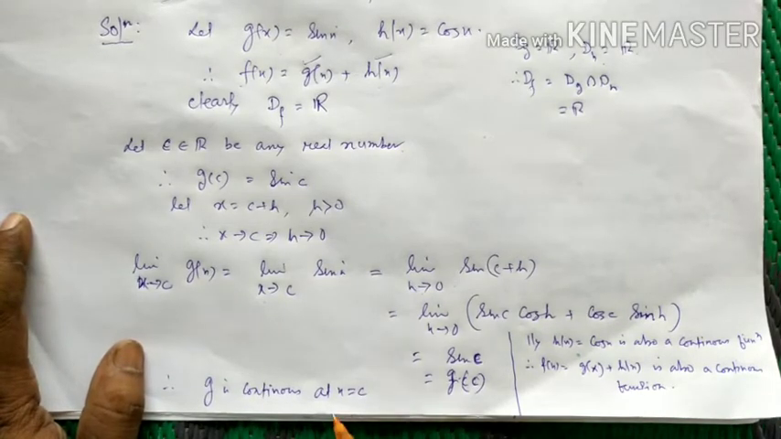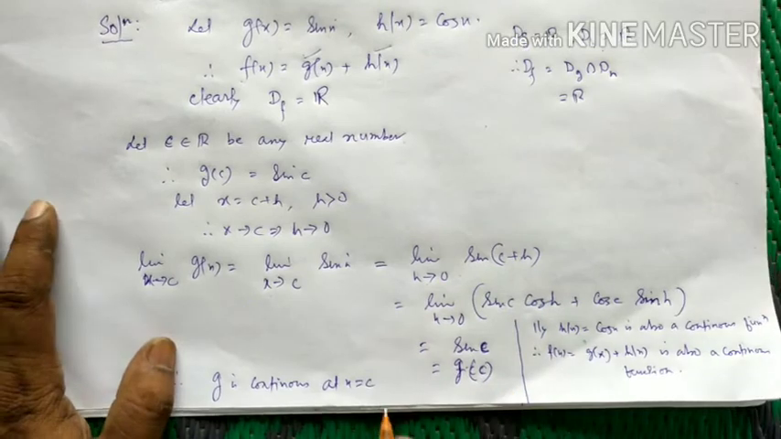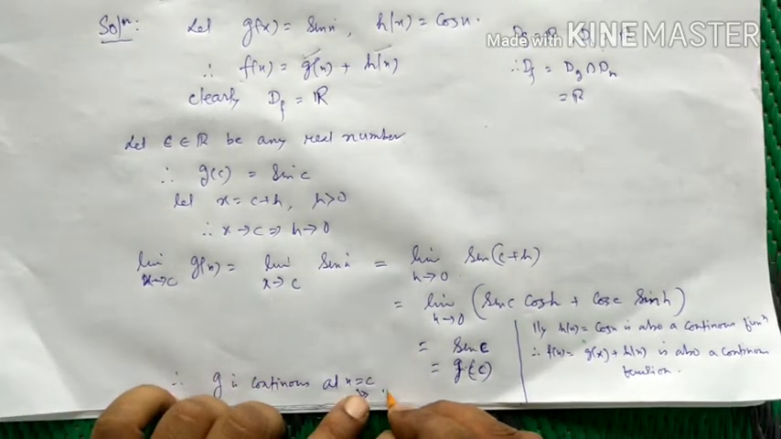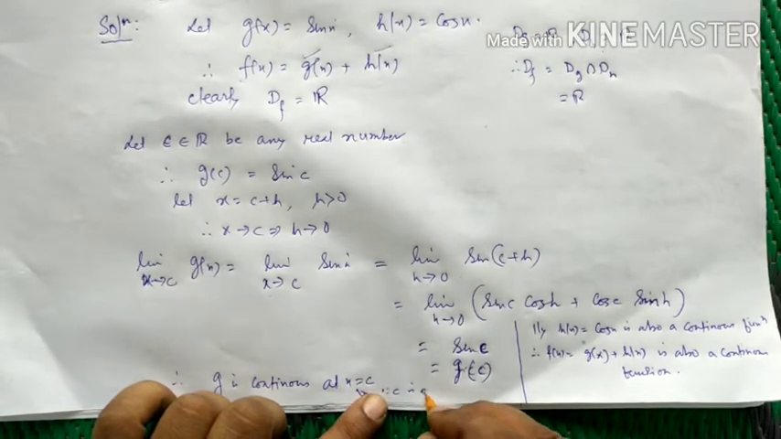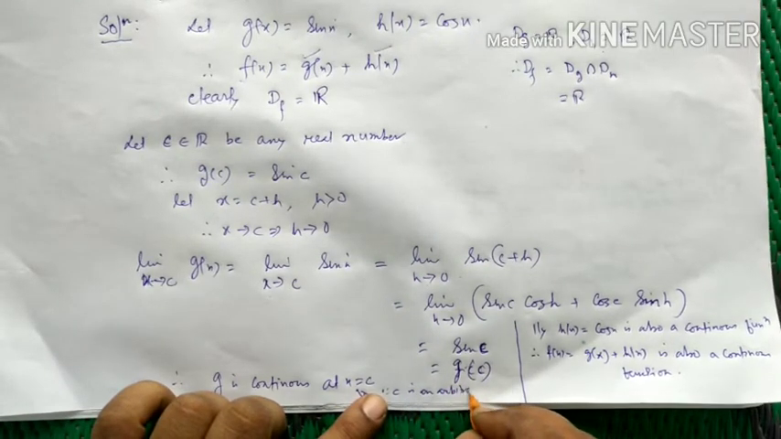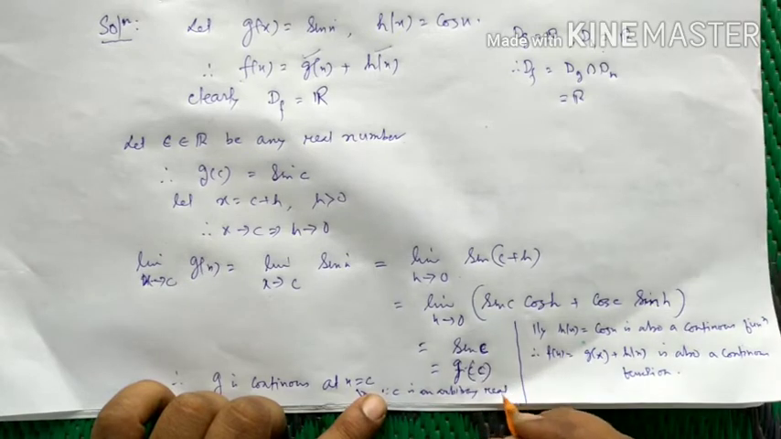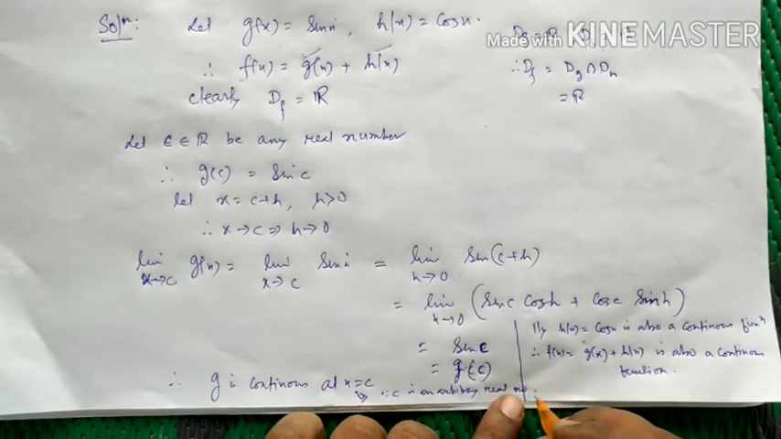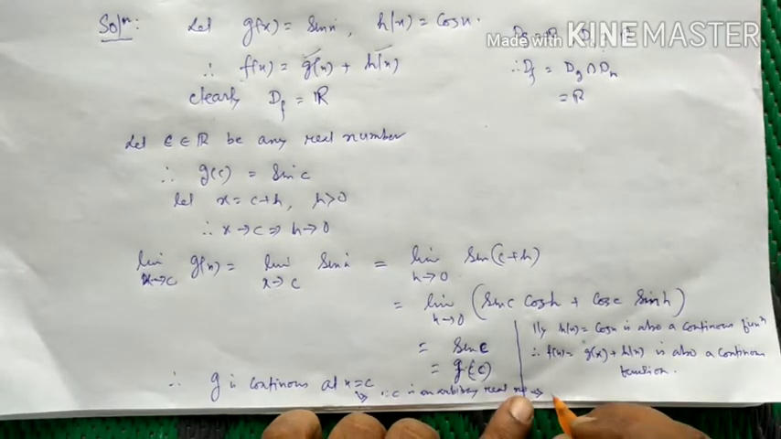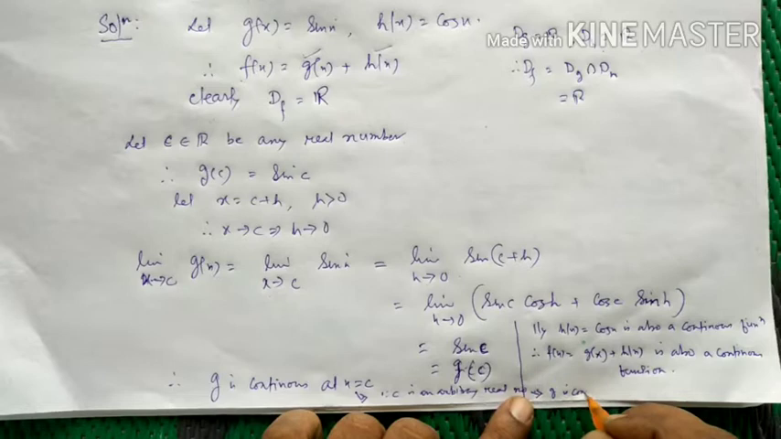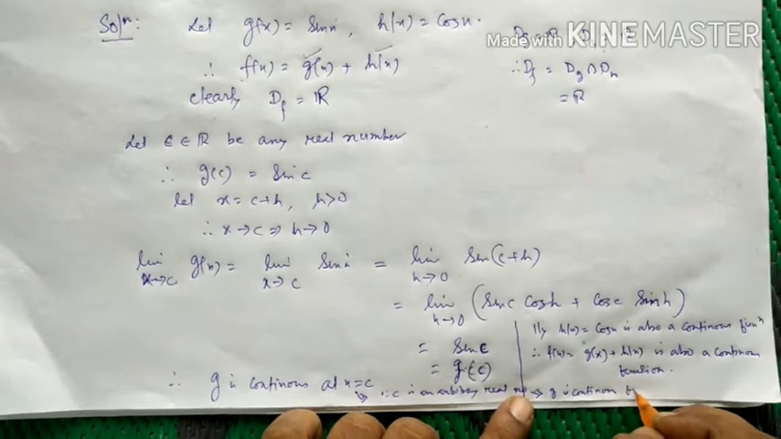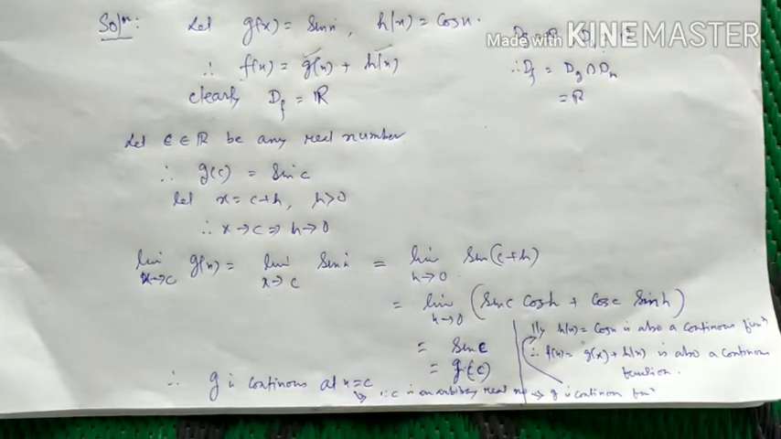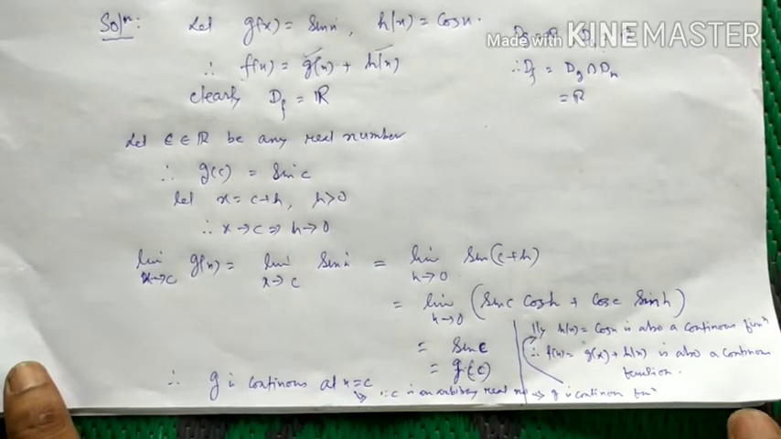From this step, g is continuous at x equal to c. Here one statement you have to write. Therefore, since c is an arbitrary real number, okay, so arbitrary real number, from here you can write g is a continuous function. Then from here you can move ahead, okay. So I hope you understand this problem also.